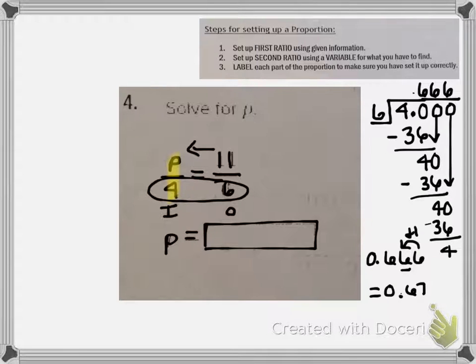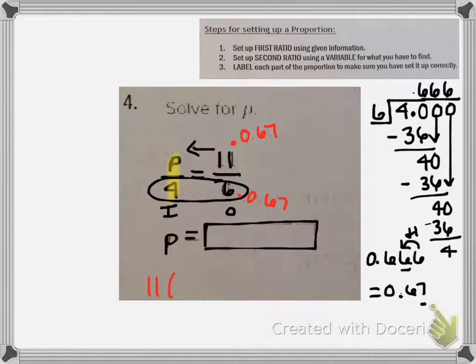So when we work problems like this, and when we divide and we get more than 2 numbers after the decimal, for now we're going to round to the nearest hundredth. So that means that 6 times 0.67 gives me 4. When I do the bottom, I have to do the top. So 11 times 0.67 gives me P.